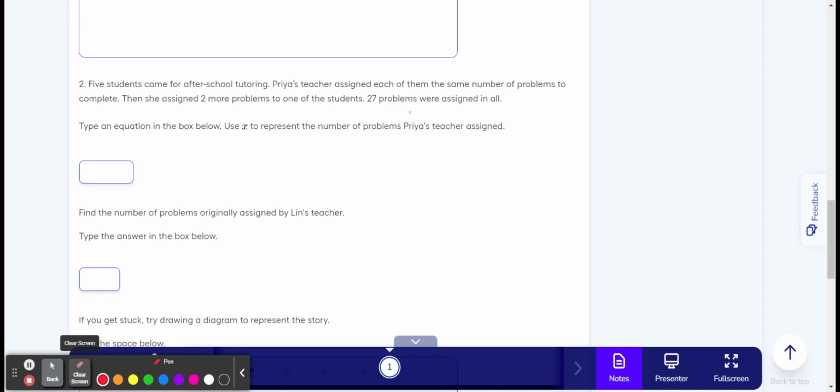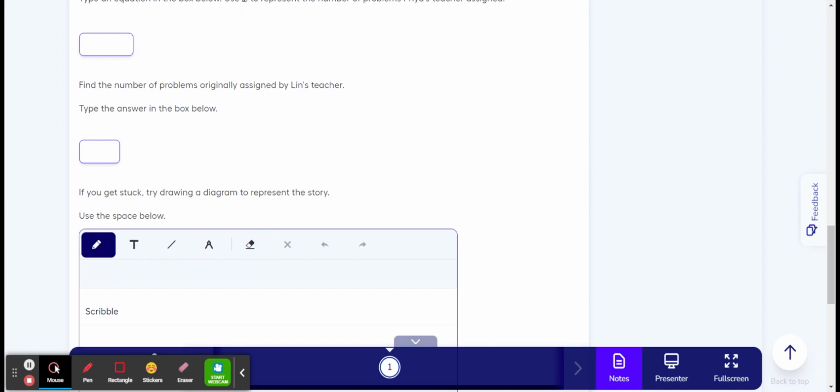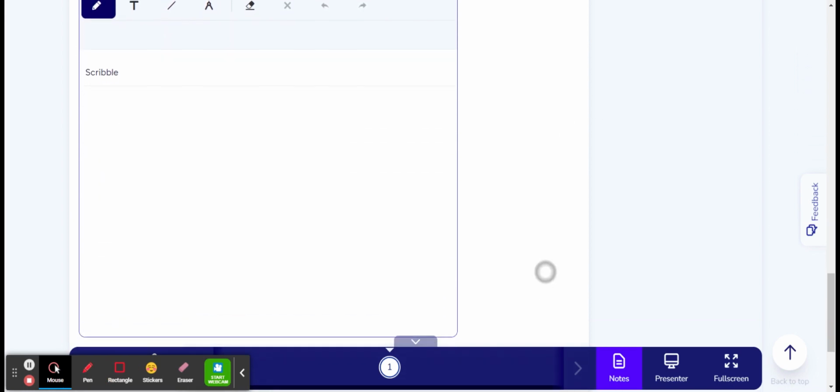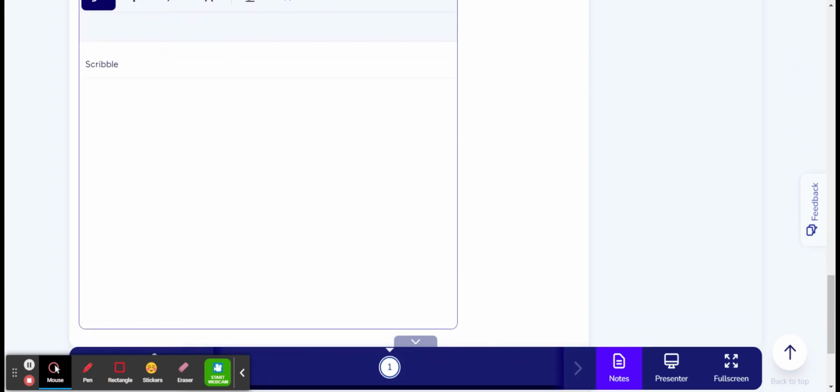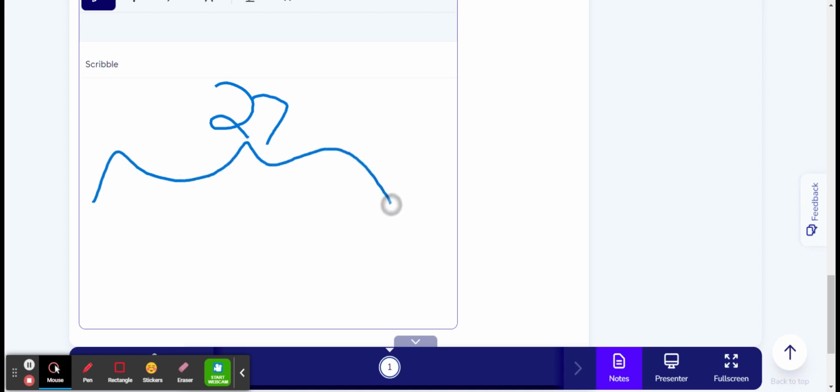Oops, I didn't mean to clear that, but y'all saw it. Let's draw this tape diagram. So I know I have a total of 27, right? Total of 27. That's going to be my total. I have 5 students again, so I'm going to have 5 boxes.